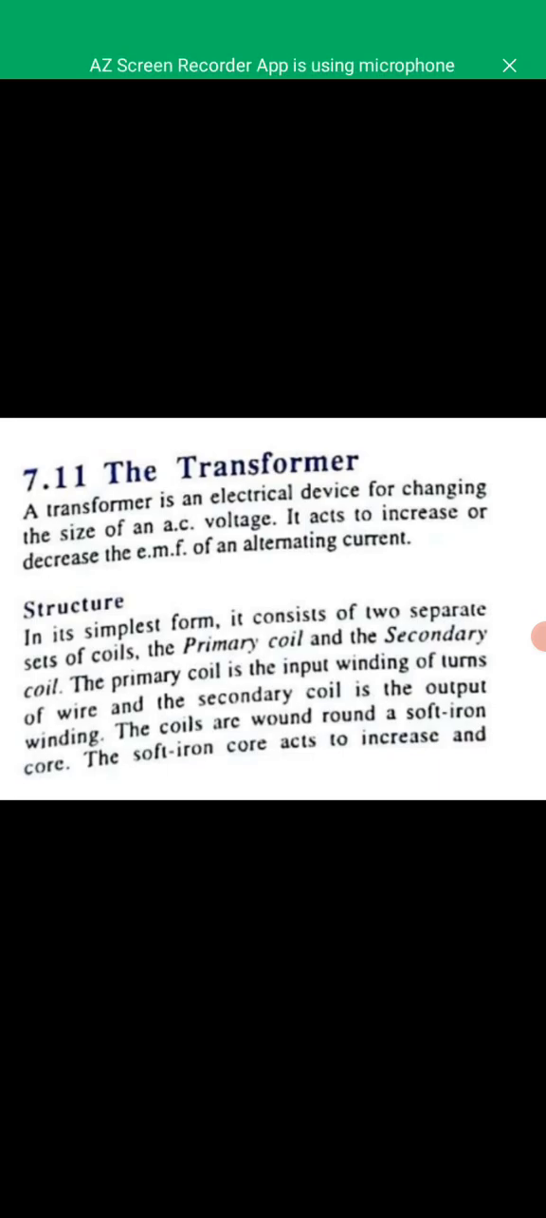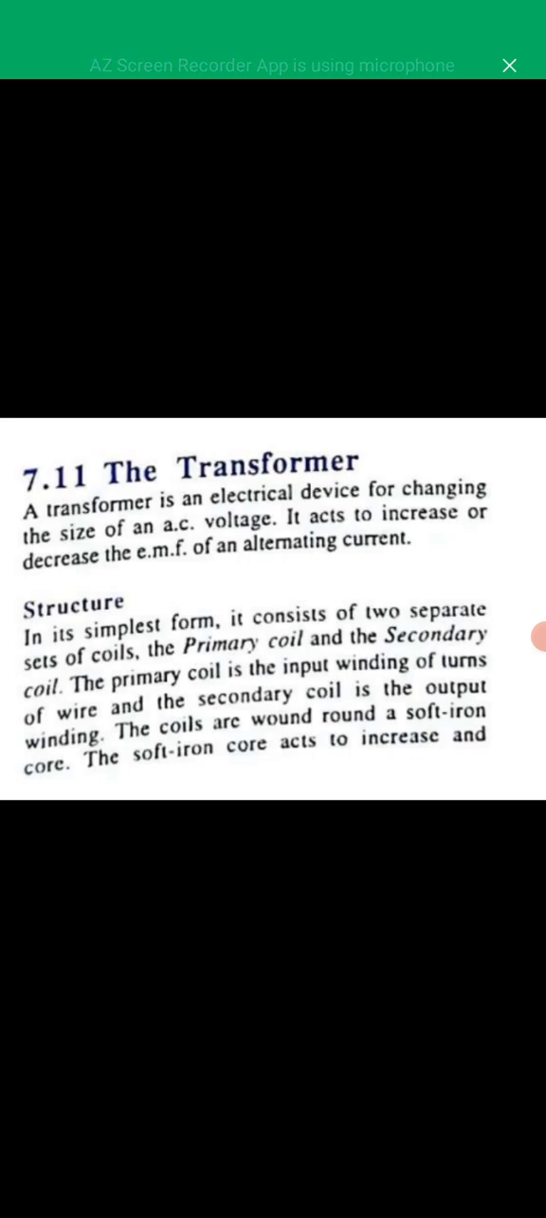And the secondary coil is called the output coil because that is the one that gives voltage to the houses nearby. The primary receives the main voltage, while the secondary coil distributes it. The primary coil is the input winding of tons of wire, and the secondary coil is the output winding.